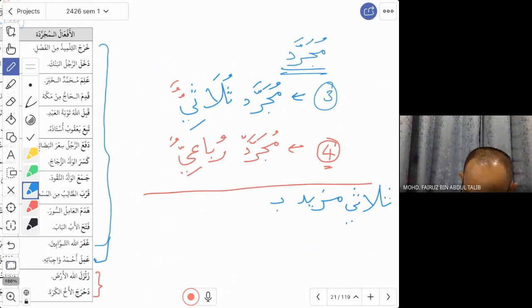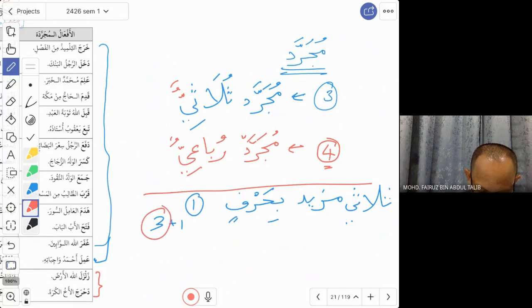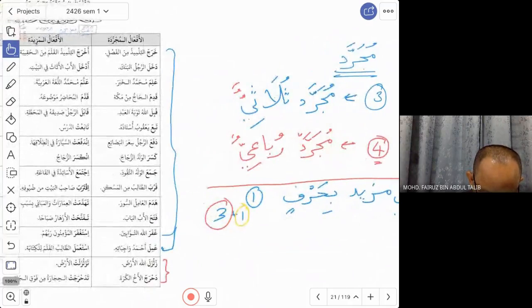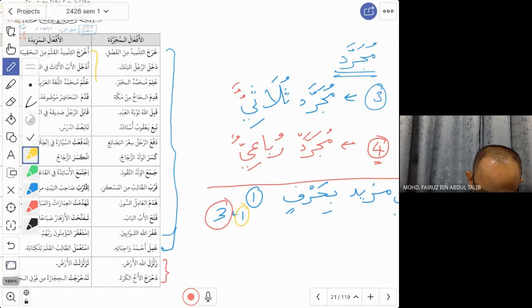But how many harf do you add? The word mazid itself means added. How many letters do you add? Bi harfin. With 1 letter. So it means that 3 plus 1. It is some sort like this. 3 original huruf plus 1 additional letter. So this is the original huruf. This is the additional letter. So 3 plus 1. So the example of 3 plus 1 is this. Number 1. Number 2. Number 3. Now until here. These are the examples of 3 plus 1.